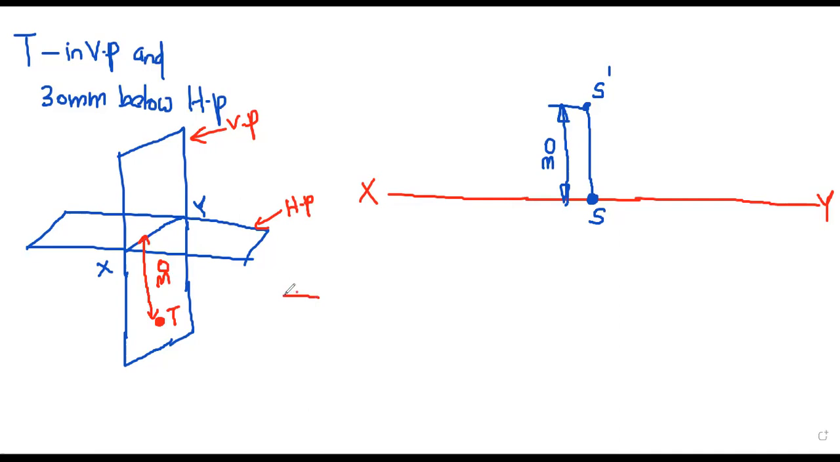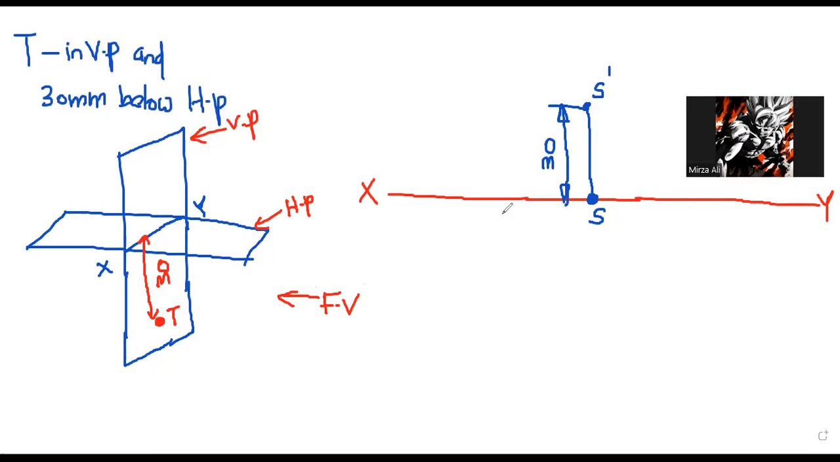Okay, so this is the front view direction. Tell me, where is the front view? The front view is on the vertical plane. Yeah, vertical plane, and this point itself, this capital T itself, is the front view. Okay, mark T dash here.